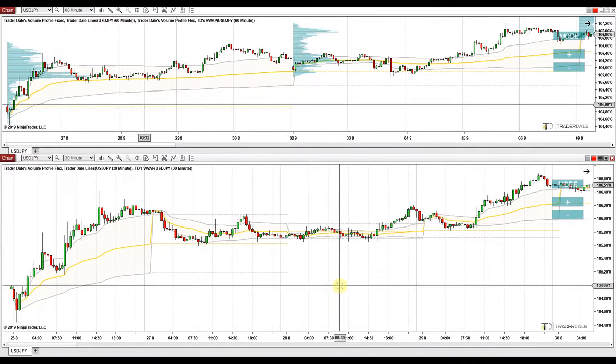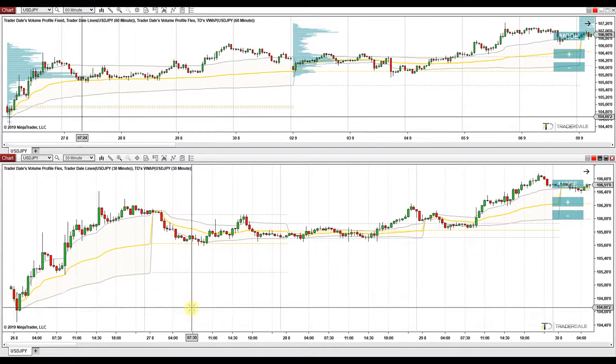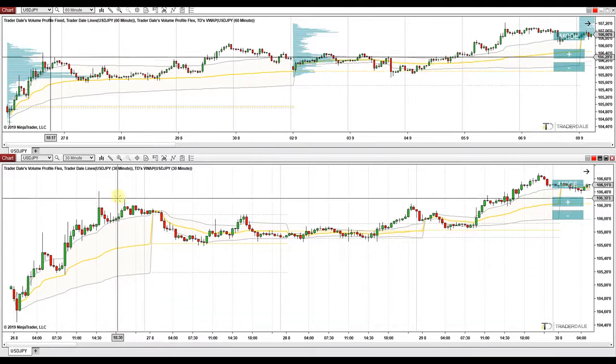Let me now go through some of the trade scenarios. What I'll be looking for is volume-based trades confirmed with VWAP. I'll be looking for confirmations on the weekly VWAP as well as on the daily VWAP. Alright, so let's start in here.